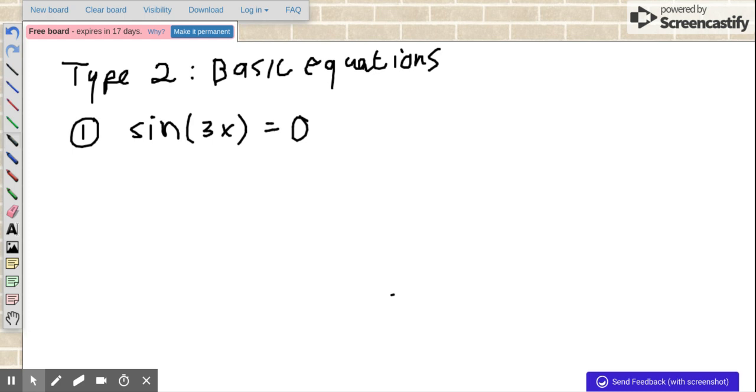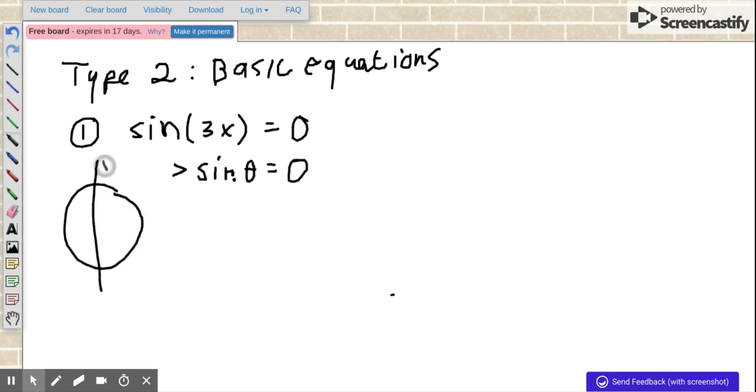So basically the idea for this here is instead of having a theta, we have a 3x, but it really is the same at the beginning at least as solving simply the equation sine of theta is equal to 0. So if I do that, sine of theta is equal to 0 means the y-coordinate on the circle is equal to 0. The y-coordinate would be right here. So it's along this line here.